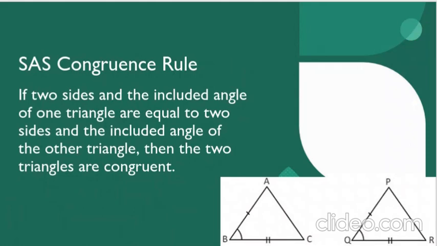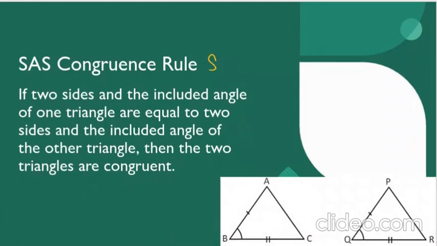Next comes SAS. SAS means side. There will be a side, there will be an angle, and again there will be a side. Now what can you understand from this? Side, angle, side, it doesn't mean any side and any angle. No. What is actually the meaning of SAS is, if I have two sides and the angle should be in between those two sides. Okay, the included angle of one triangle should be equal to the two sides and the angle between them of the other triangle also. Then only the triangles will be congruent based on the SAS criterion.